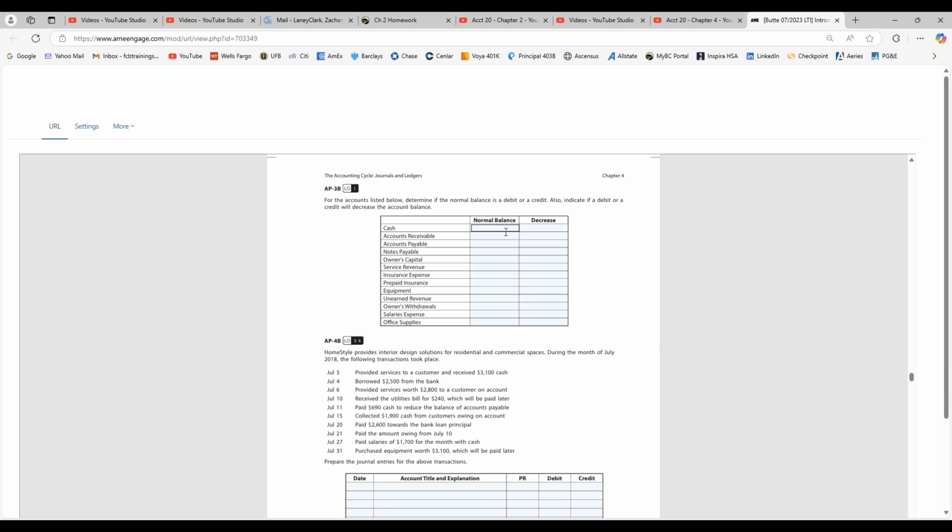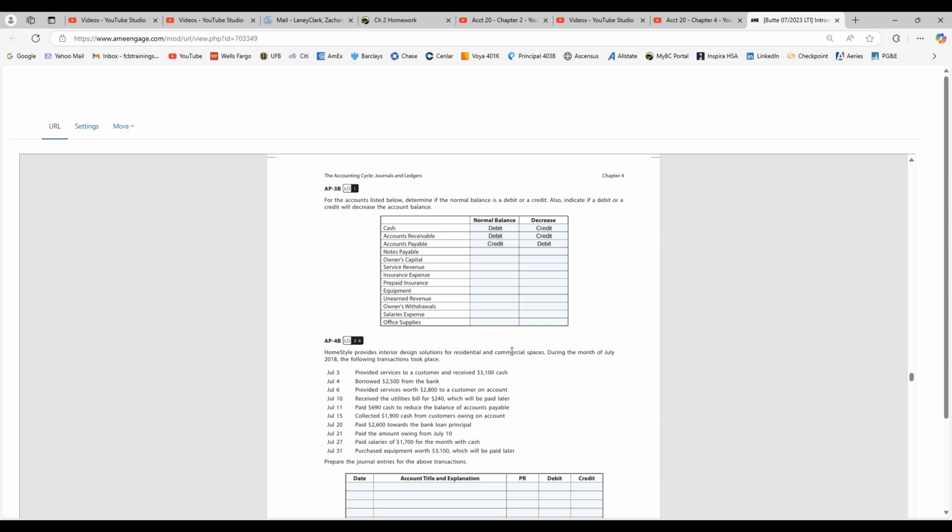So when we look at cash, we are going to have a debit normal balance or a debit increase, like I mentioned. Basically, you can use those interchangeably. And then on the opposite side, a credit decrease. Same thing with accounts receivable. Same thing with all assets. Normal balance of debit or increase of debit and a credit to decrease. And then for accounts payable, we're going to have a normal credit balance, and accounts payable will decrease with a debit.